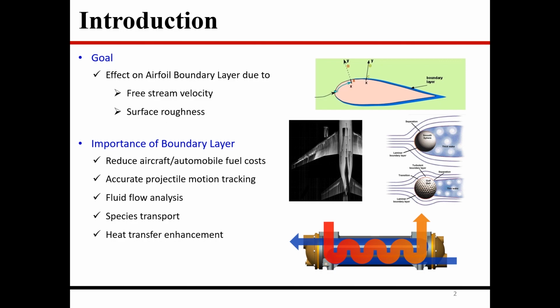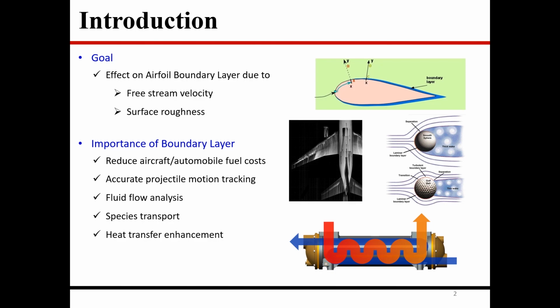The goal of the project was to analyze the effective change in free stream velocity and surface roughness on the boundary layer of an airfoil. There are many reasons for the need to study the boundary layer in general. It has a wide variety of applications. Most commonly, we seek to reduce drag and increase lift in aircraft, which helps reduce fuel costs.